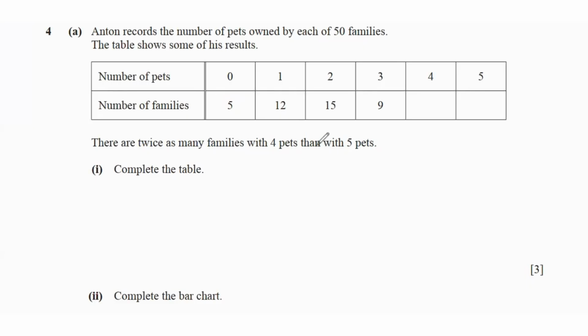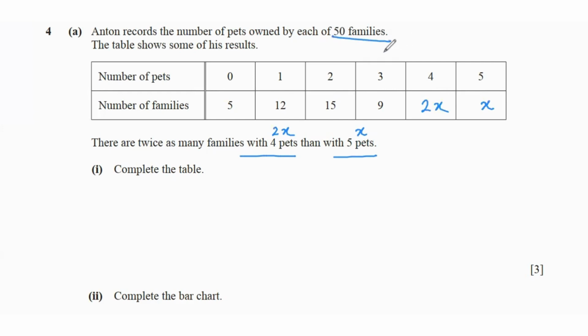Question 4 says Anton records the number of pets owned by each of 50 families. The table shows some of his results. There are twice as many families with 4 pets than with 5 pets. So since there are twice as many families with 4 pets than with 5 pets, for 5 it's going to be x, for 4 it's going to be 2x. So 2x and x over here.